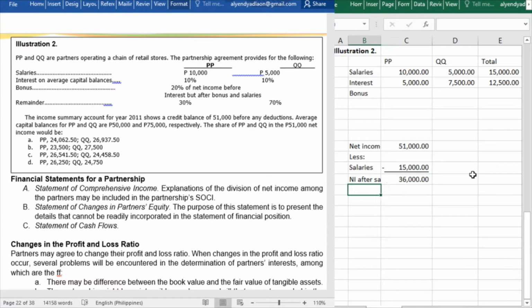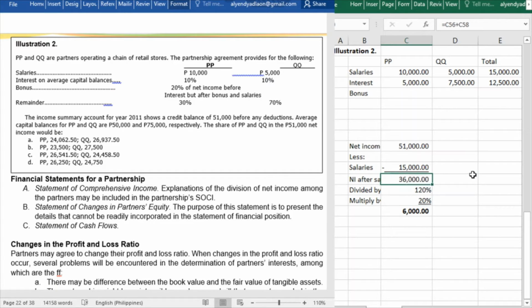So the net income after salaries, but still before bonus, is 51,000 minus 15,000. Now, if you remember, to compute the after bonus, we are going to divide by 100% plus 20%, which is the bonus. So that is 120%, and then multiply by 20%. Remember this? 36,000 divided by 1.2 times 0.2. That is how we are going to solve the after bonus.